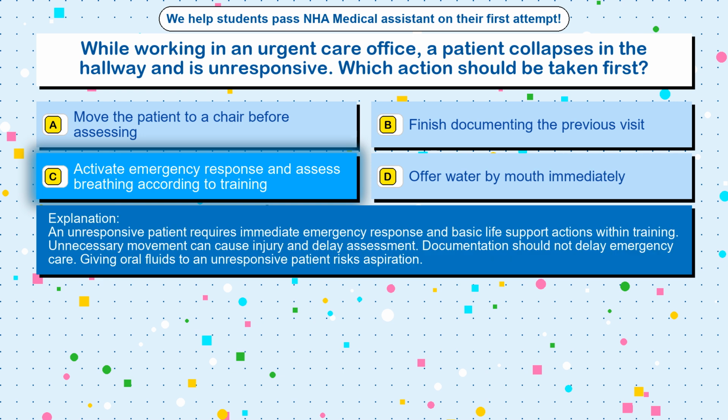An unresponsive patient requires immediate emergency response and basic life support actions within training. Unnecessary movement can cause injury and delay assessment. Documentation should not delay emergency care. Giving oral fluids to an unresponsive patient risks aspiration.